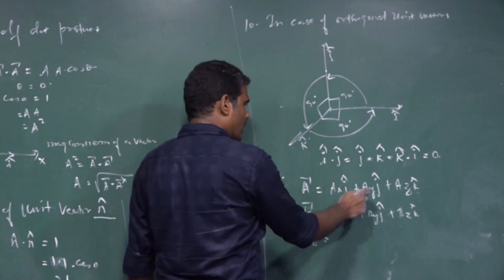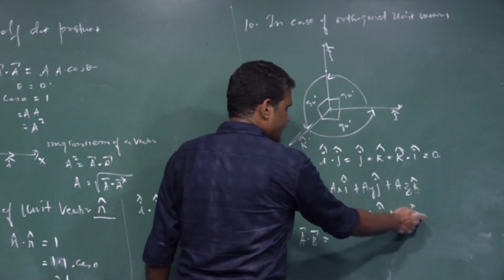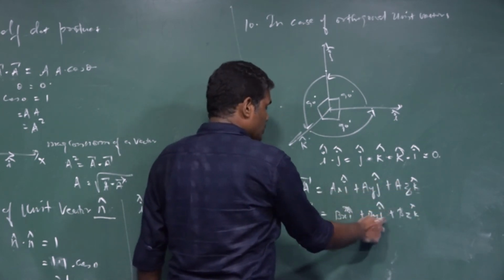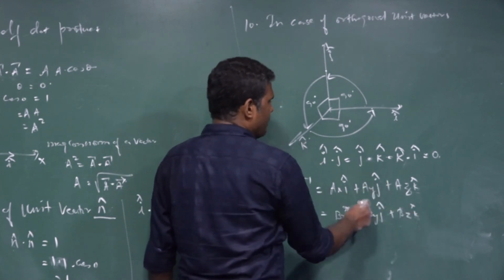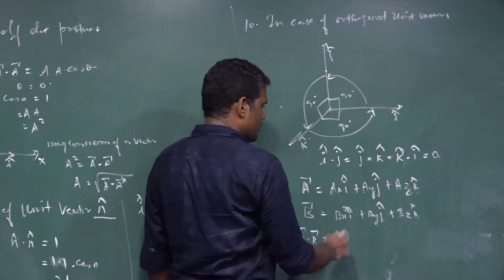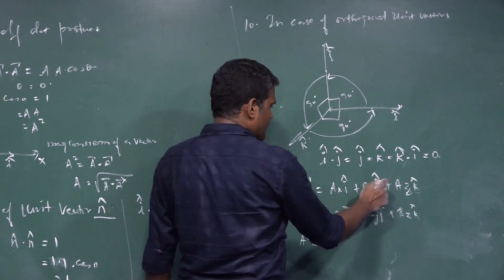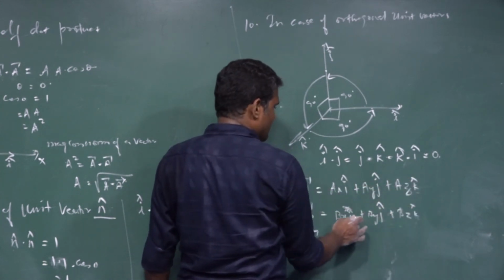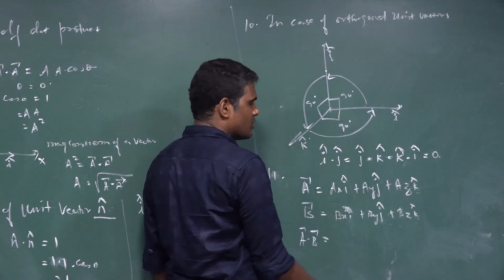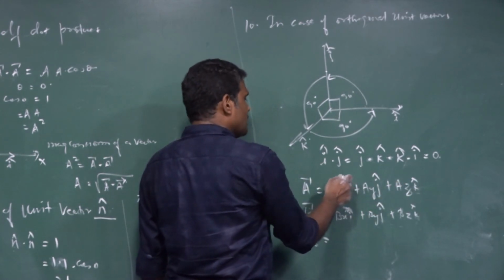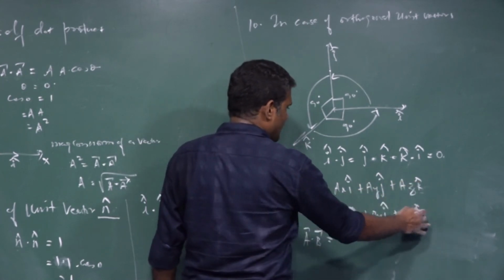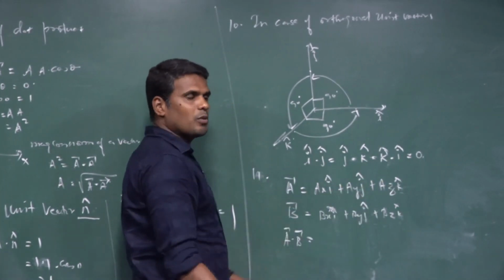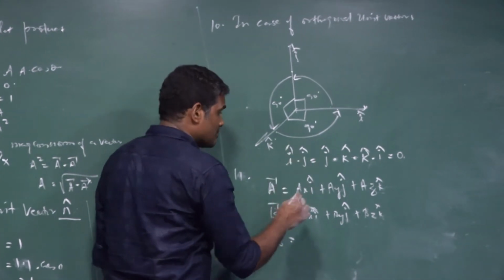i dot i is 1, j dot j is 1, k dot k is 1. If i goes with j, i goes as a dot product with k, then their values will be 0. Then j with i, j with k will be 0. k with i, k with j will be equal to 0. Similarly, for the b components, i with j and k, j with i and k, and k with i and j, these products will be equal to 0. So what will be the result here?